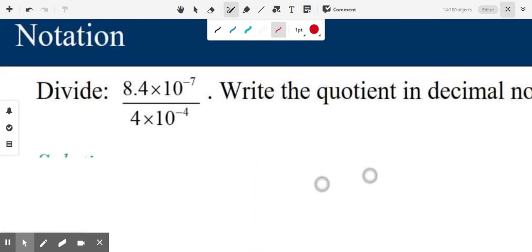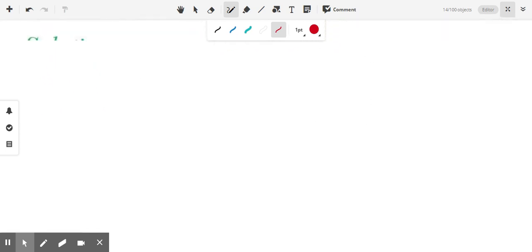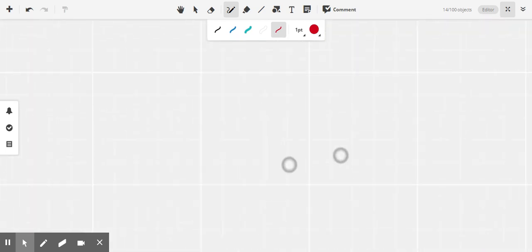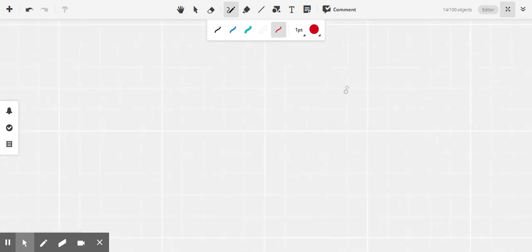Same thing with dividing. I just put it in as a fraction, and the calculator, I think we can all handle that. So I think that's it.